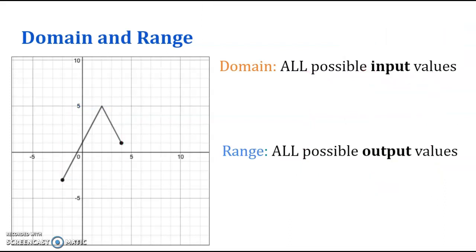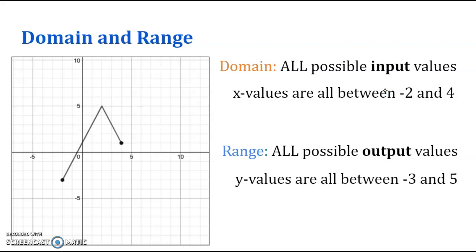So all possible input values. What does that mean? We have x values that are between -2 here. We said -2 was how far the rectangle extended to, all the way to +4. Okay, what about the y values? The minimum y value was -3, and the maximum y value was +5, right, from this graph. So it extended from -3 to +5.